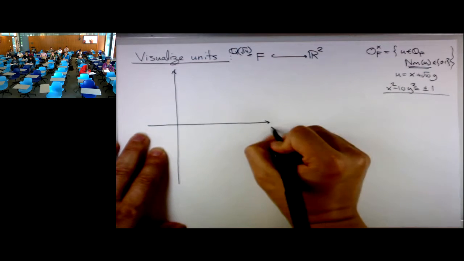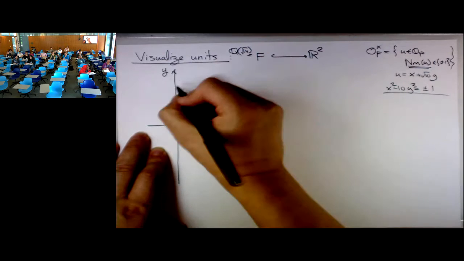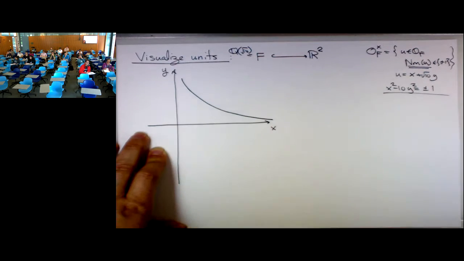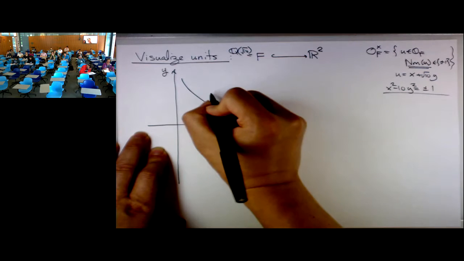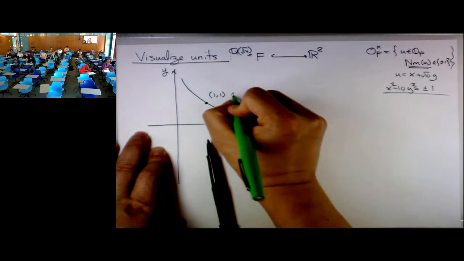So what is this? This looks like, not quite a straight one, but sort of in this direction, a hyperbola. All the units lie on this hyperbola. So this is one unit, (1, 1). Remember, this (1, 1) corresponds to the number 1.